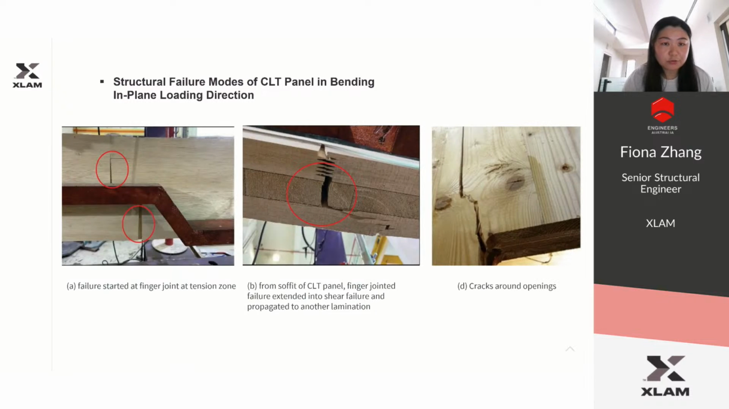This is the structural failure mode of a CLT panel in bending when it's in the in-plane loading direction. That's the bottom of the CLT panel. You can see it opens up. The failure starts at the finger joint in the tension zone, from the soffit of the CLT panel, and the finger joint failure extends into shear failure and propagates to another lamination.